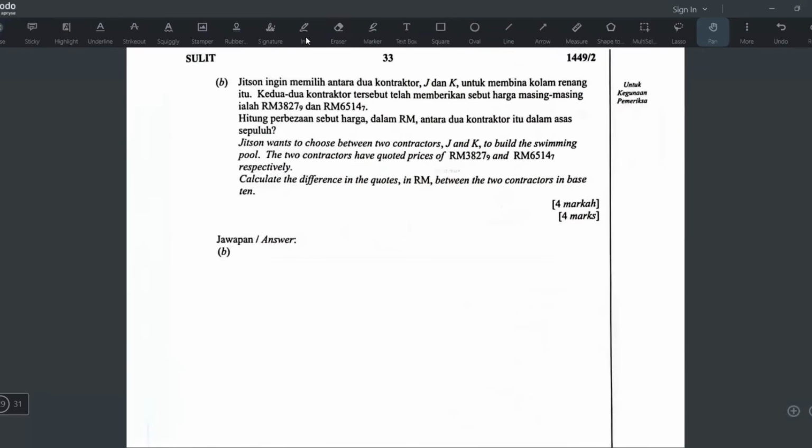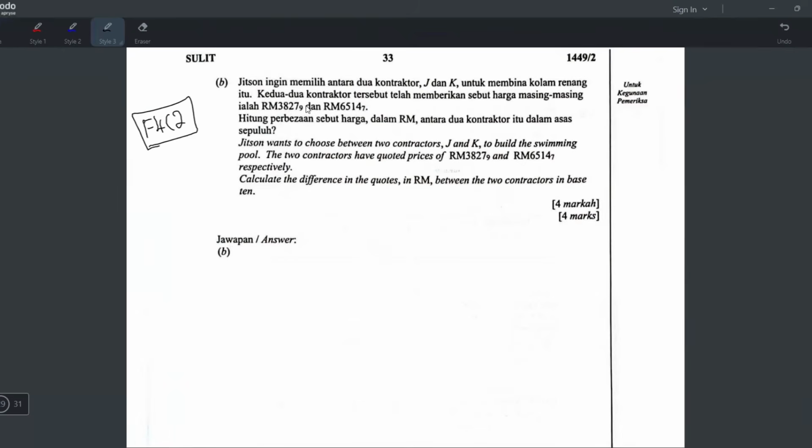Now part B. This one is confirmed a number base question, from Form 4 Chapter 2, because you see the base. Jitson wants to choose between two contractors, J and K, to build the swimming pool. The two contractors have quoted prices of RM3827 base 9 and 6514 base 7 respectively. Calculate the difference in quotes in RM between the two contractors in base 10.